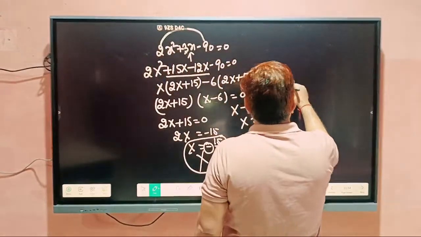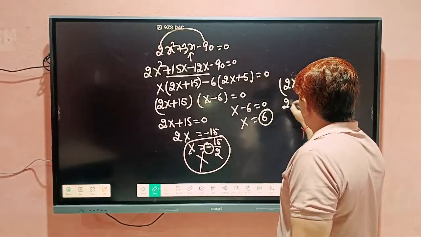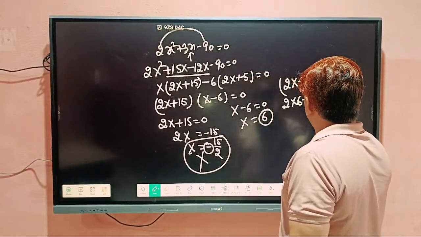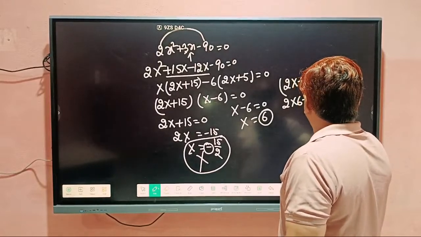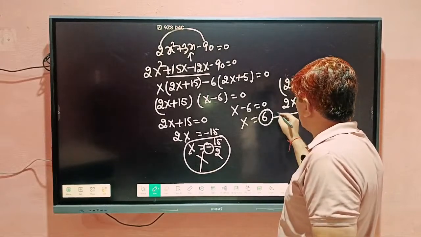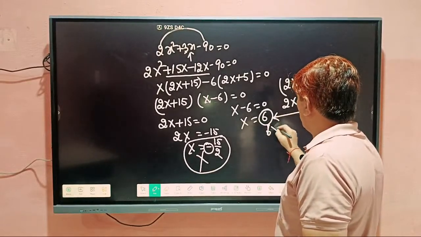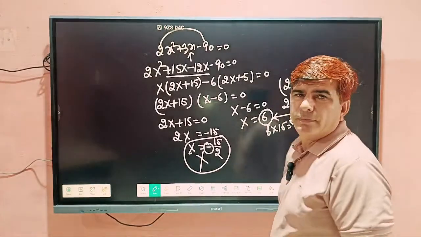The price is 2x plus 3. What's the value of x? 6. 2 into 6 plus 3. Yes or no? 12, 15. So this is the price of each article. Total articles, how many? 6. 6 into 15, how much? 90. So it means you are right.